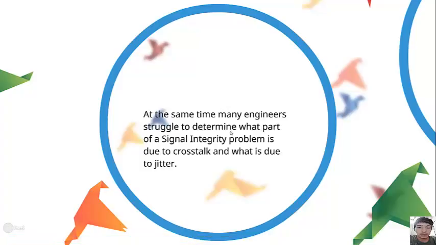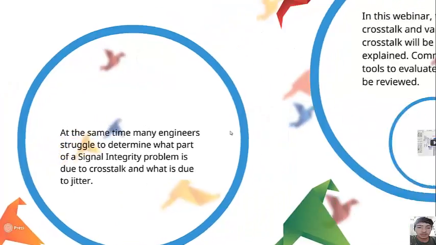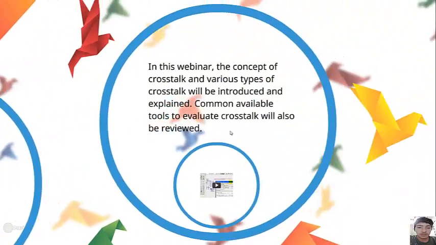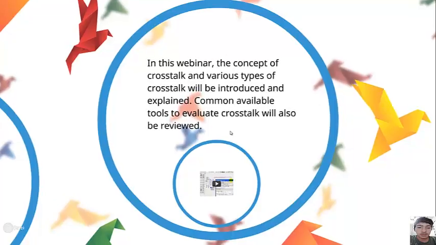At the same time, many engineers struggle to determine what part of a signal integrity problem is due to crosstalk and what is due to jitter. In this webinar, the concept of crosstalk and various types of crosstalk will be introduced and explained. Common available tools to evaluate crosstalk will also be reviewed.